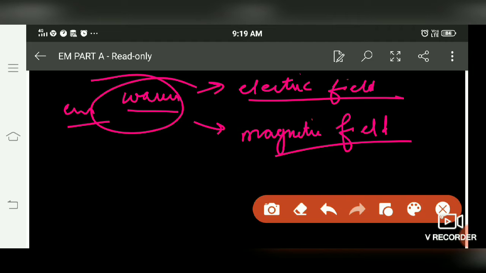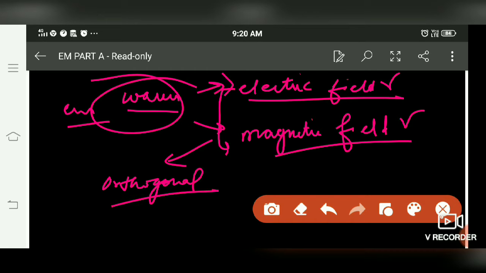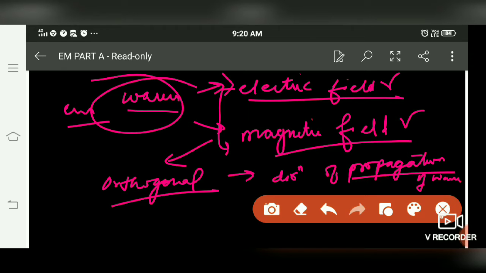So in electromagnetic waves, we have electric and magnetic fields, and these both are orthogonal to each other. They are also orthogonal to the direction of propagation of the wave. What is the meaning of direction of propagation of wave? Direction of propagation means the direction in which the wave travels. That is called the direction of propagation of the wave.